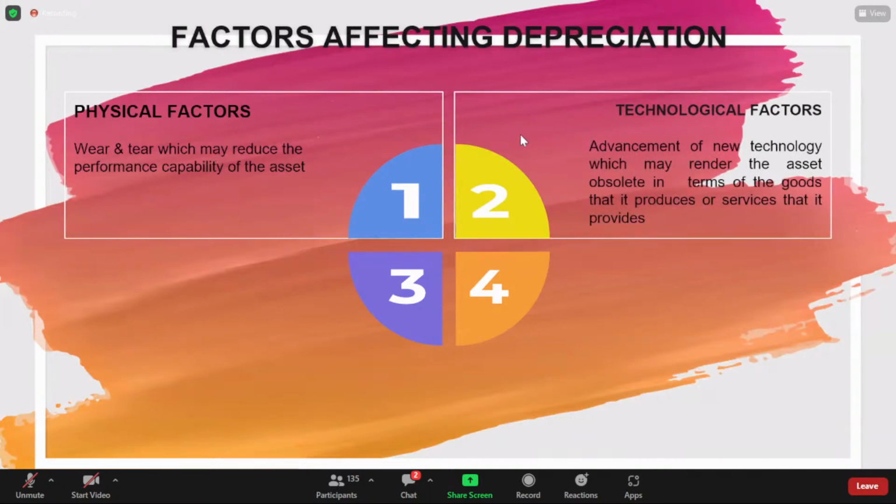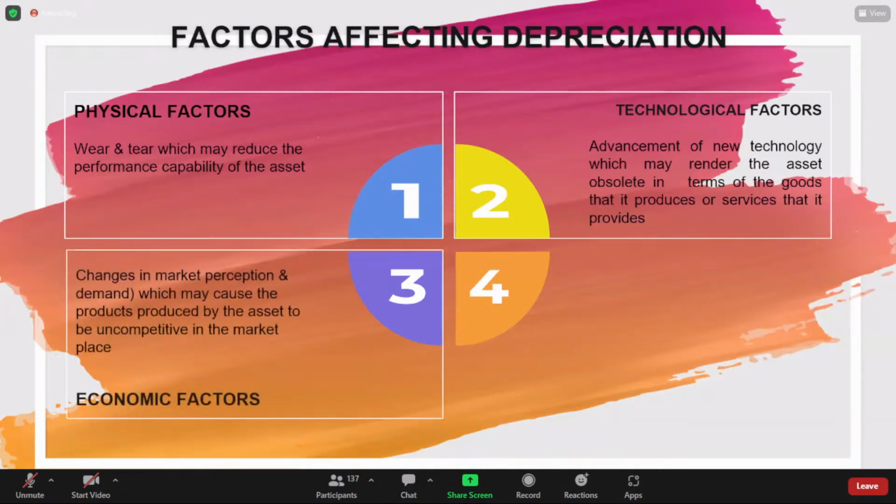Technological factors, advancements of new technology which may render the asset obsolete in terms of the goods that is produced or services it provides. So technology. Okay, sekarang ni banyak benda yang teknologinya hari-harinya bertukar. Komputer, handphone and so on. Benda tu beli hari ini, besok dah jadi lain. Okay, kalau you nak jual benda yang beli hari ini, kalau teknologinya tidak sama, orang mungkin tidak mau beli.